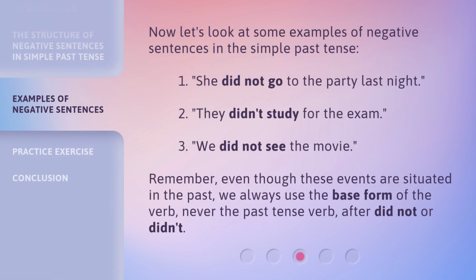Now let's look at some examples of negative sentences in the simple past tense. 1. She did not go to the party last night. 2. They didn't study for the exam. 3. We did not see the movie. Remember, even though these events are situated in the past, we always use the base form of the verb, never the past tense verb, after did not or didn't.